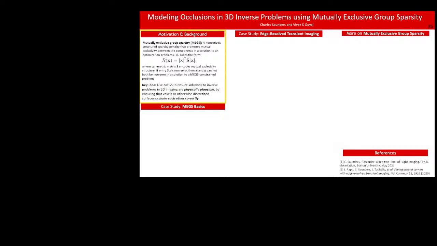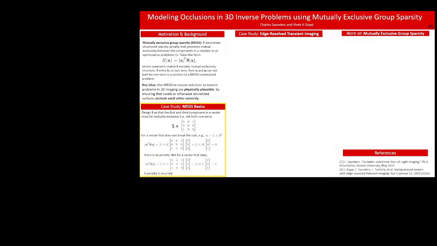The key idea today is to use MEGS to ensure that solutions to inverse problems in 3D imaging are physically plausible by ensuring that voxels that should occlude each other do so in our final solution. Consider a toy problem, where we design a structured sparsity matrix S so that first and third components in a vector should be exclusive. If we apply the penalty to a vector that does not break this rule, we incur 0 cost. But if we apply it to a vector that does, we now incur a cost.